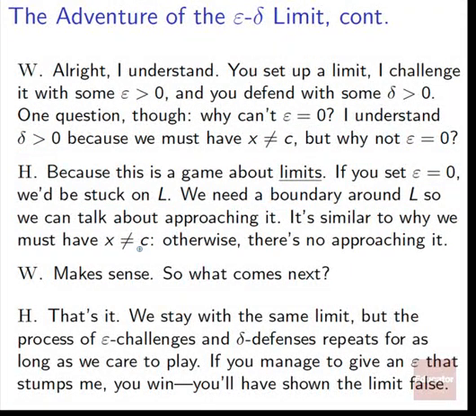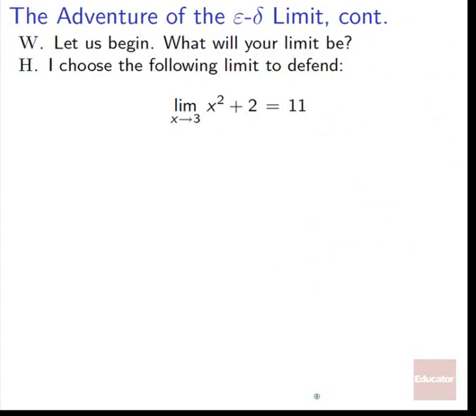That's it. We stay with the same limit, but the process of epsilon challenges and delta defenses repeats for as long as we care to play. If you manage to give an epsilon that stumps me, you win. You'll have shown the limit false. Let us begin. What will your limit be? I choose the following limit to defend. Limit as x goes to 3 of x squared plus 2 equals 11.